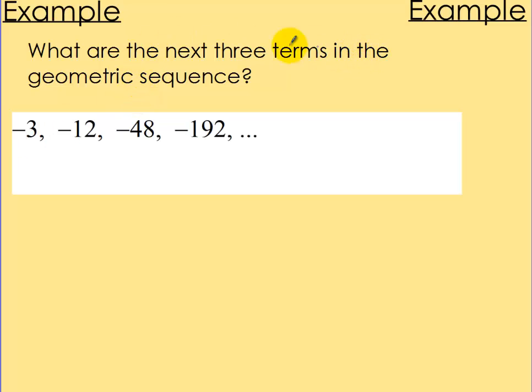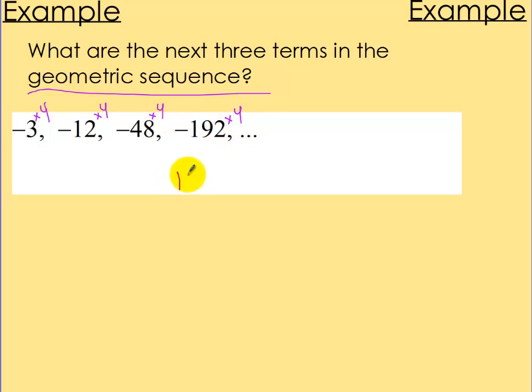All right, well, the next 3 terms in the geometric sequence. So I'm going to say it's geometric. That means we're multiplying by something. So you just have to figure out what the first one is, and then you can figure out the pattern. -3 times what is -12? Well, -3 times +4 would be -12. And -12 times +4 is -48. Times +4 is -192.